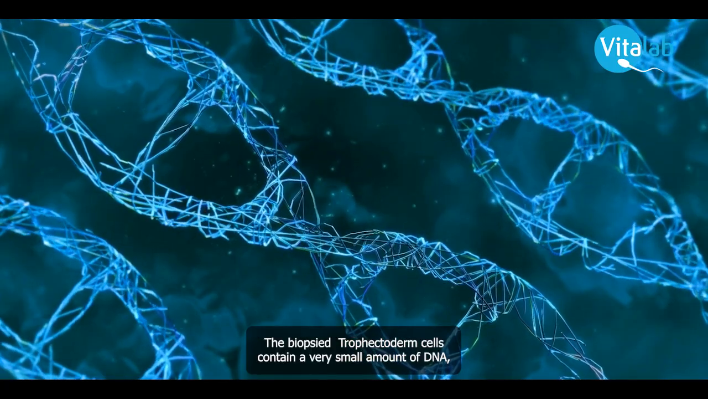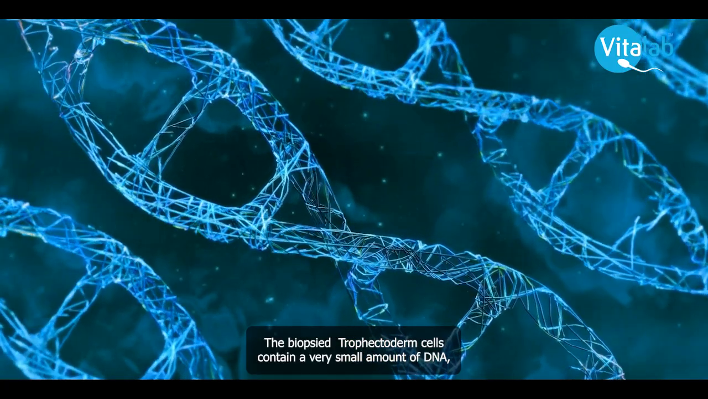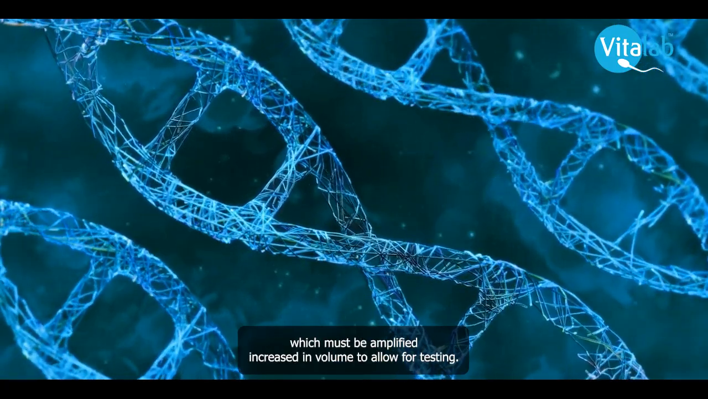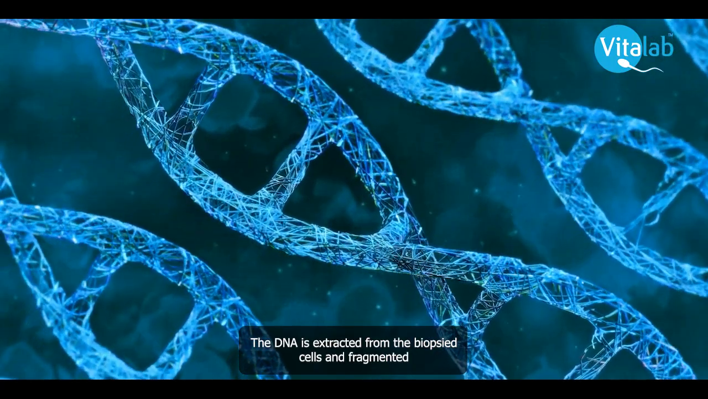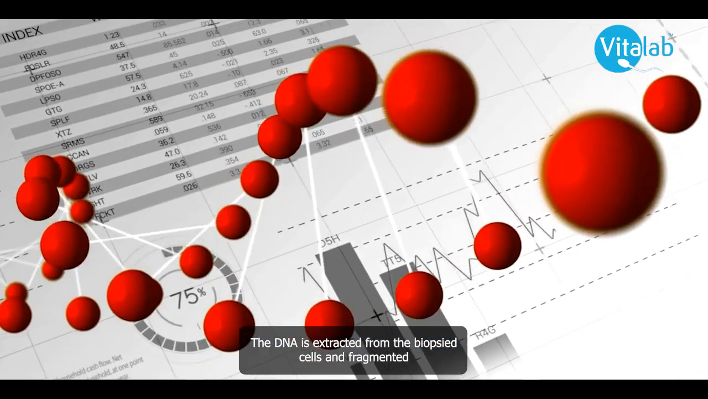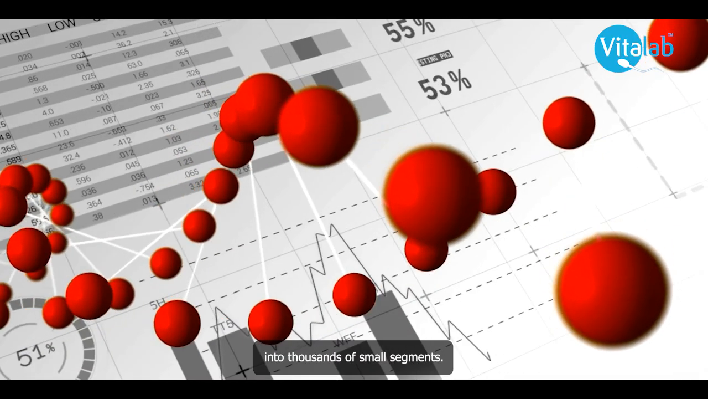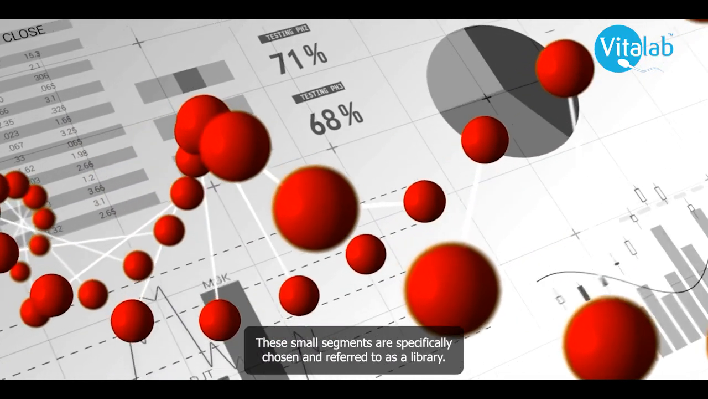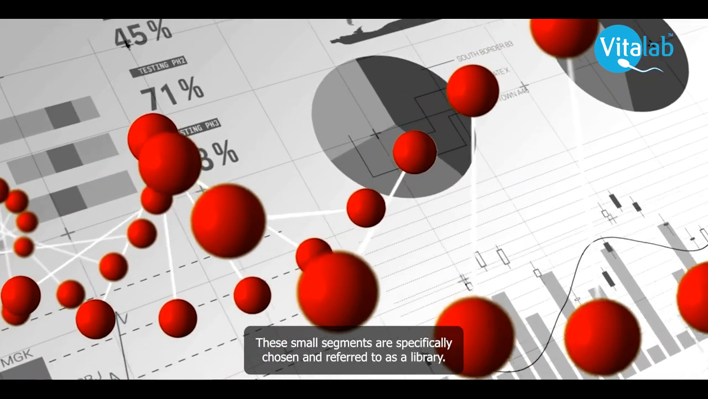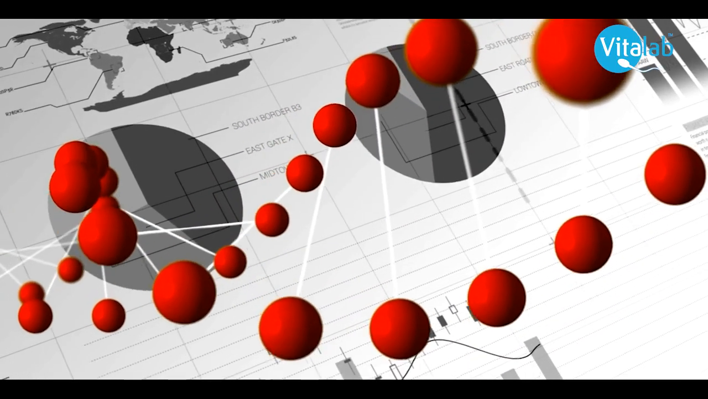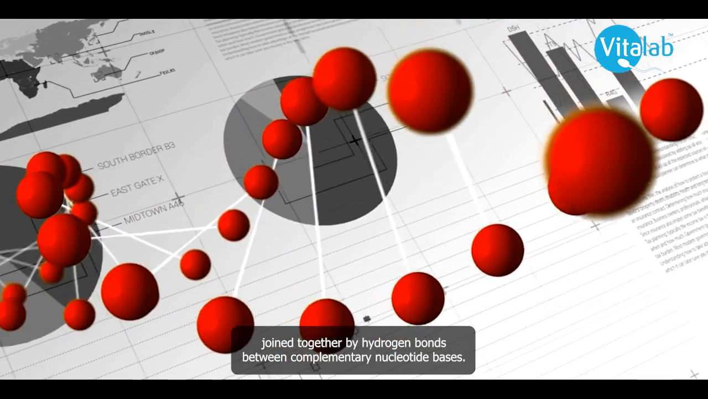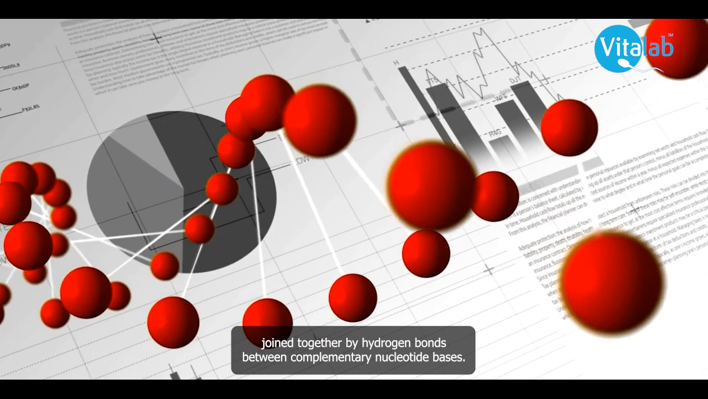The biopsied trophectoderm cells contain a very small amount of DNA, which must be amplified, increased in volume, to allow for testing. The DNA is extracted from the biopsied cells and fragmented into thousands of small segments. These small segments are specifically chosen and referred to as a library. DNA consists of 2 strands arranged in a double helix, joined together by hydrogen bonds, between complementary nucleotide bases.